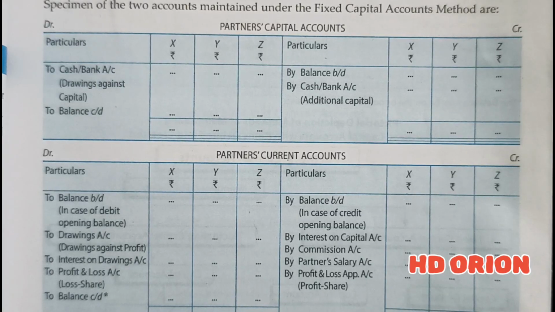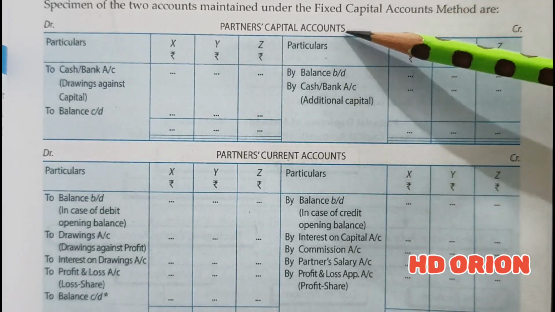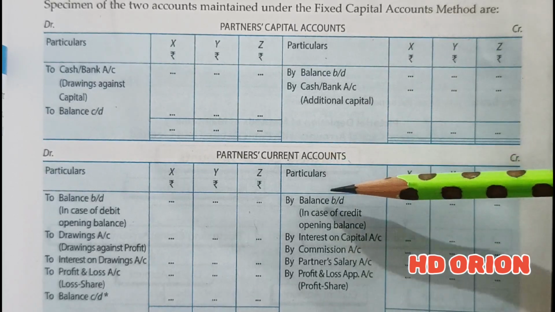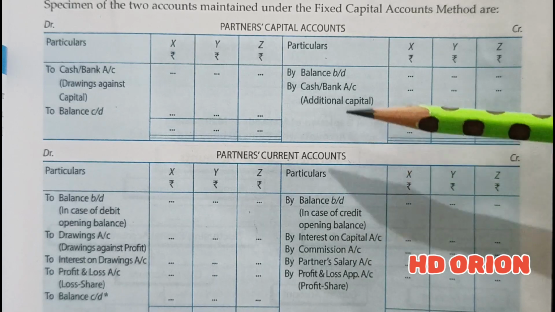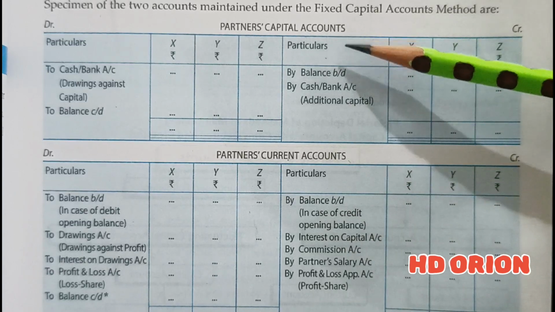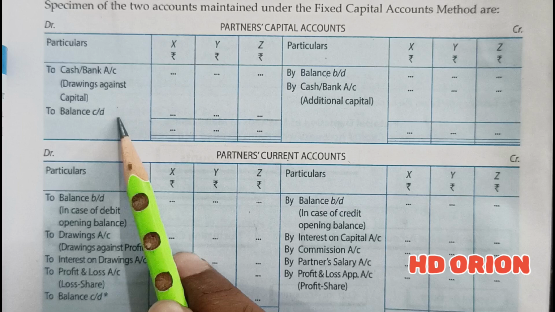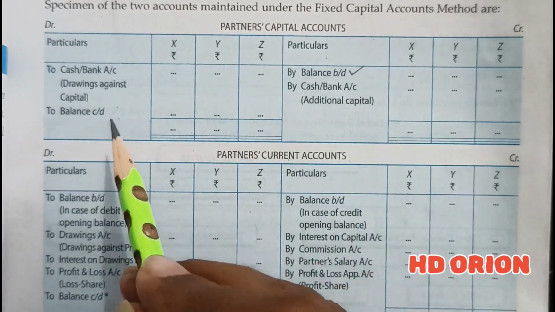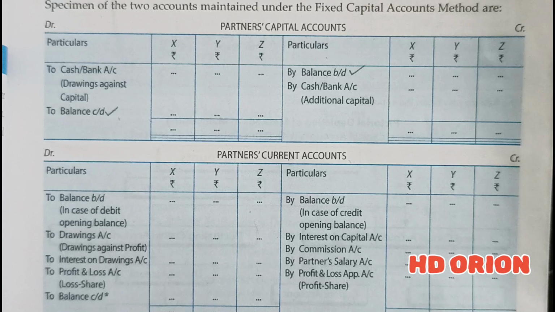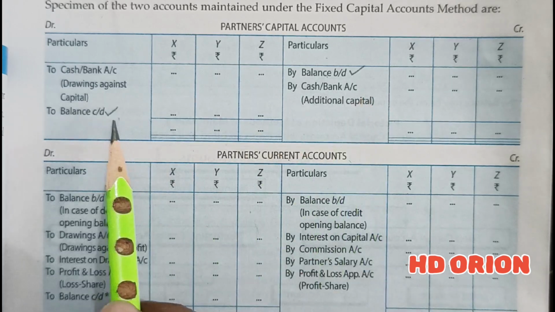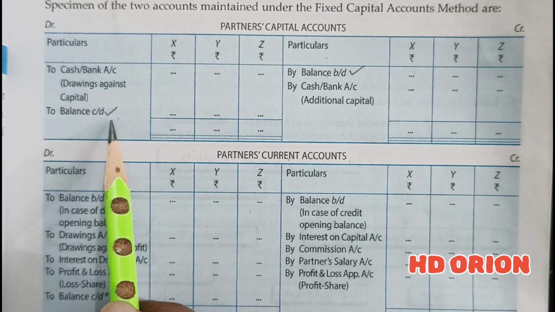When we are maintaining partners capital account by fixed capital method, then we have to maintain partners capital account and partners current account. So why do we maintain partners current account in this? That we will see. Let us discuss first partners capital account. In partners capital account, mostly only the opening balance and the closing balance is shown, and most of the time partners capital balances are credit balances. So opening balance is on the credit side and the closing balance is obtained on the debit side.